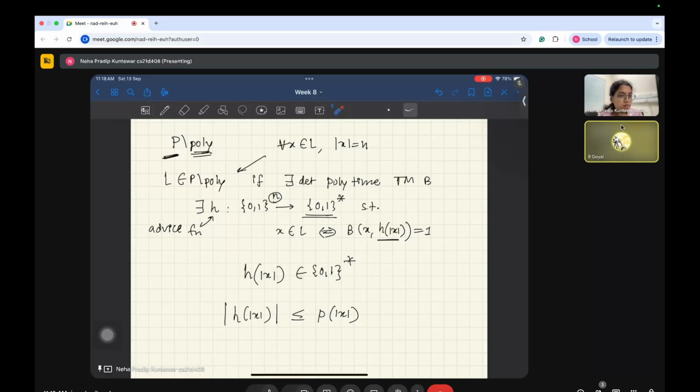I mean, for multiple problem instances. Is it like this that we are using the same advice for multiple instances of the problem having the same size? Yes. For all the instances of the problem that have the same size, we are using the same advice function. Okay, now I understood. Thanks.